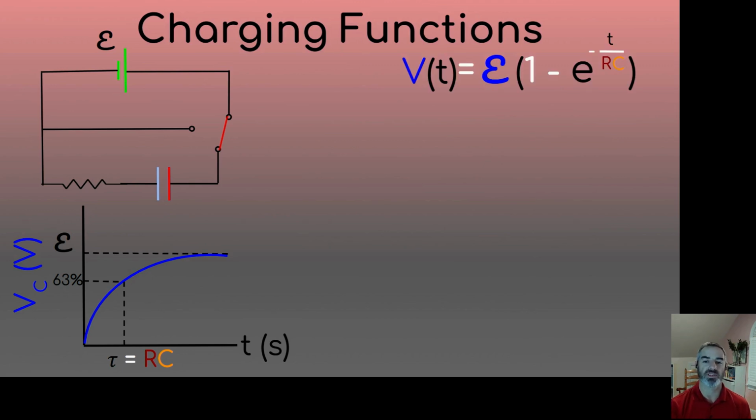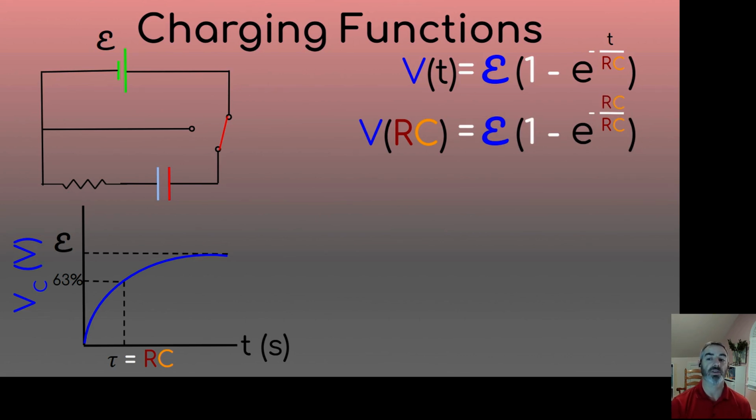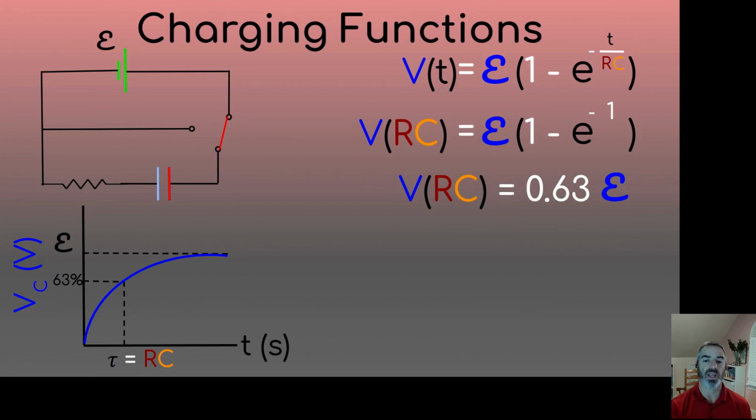So why is it 63%? If we substitute RC, one time constant, in, we can evaluate that. That's going to give us the EMF of the battery times 1 minus e to the negative t over RC, where we substitute RC in for t. Well, negative RC over RC is going to give us negative 1. And when you evaluate 1 minus e to the negative 1, that's going to give you 0.63. So this is why it's 63% charged after one time constant.